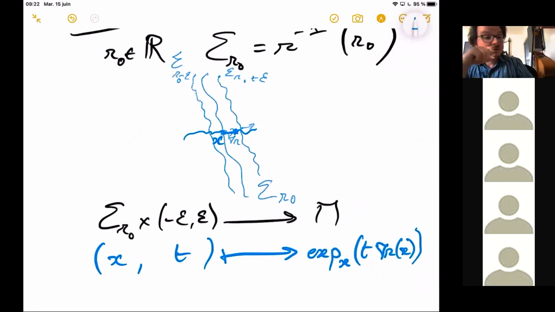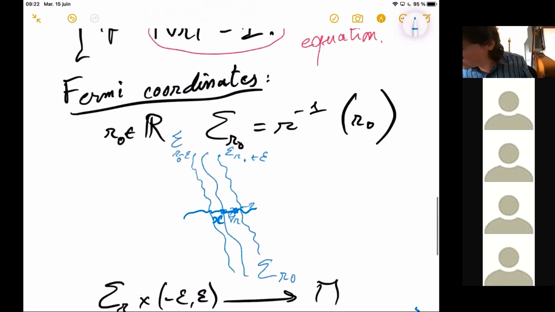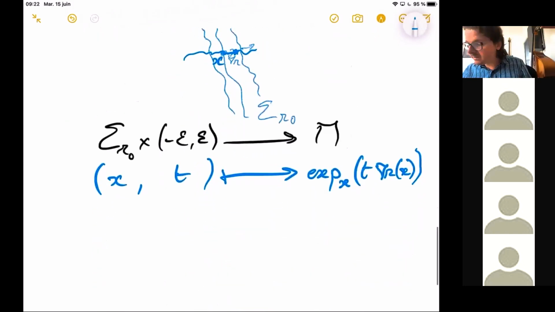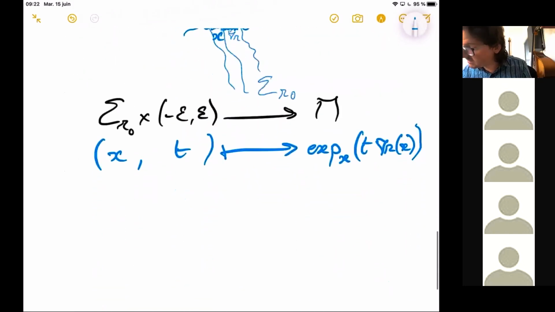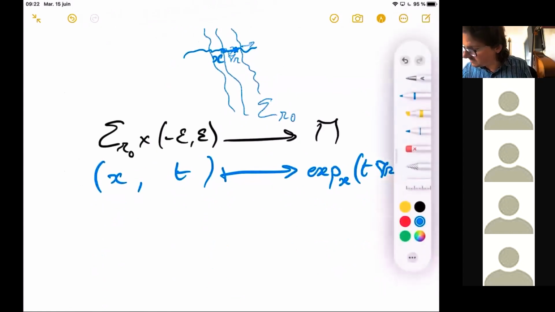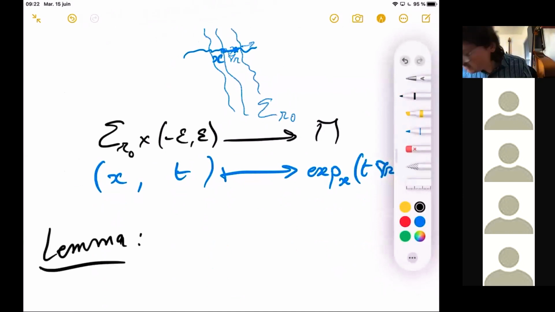So, and this gives good coordinates which are adapted to this distance function. Okay. So now let's see what's going on with this. What's the relation between geodesics and distance function? So the lemma is the following.